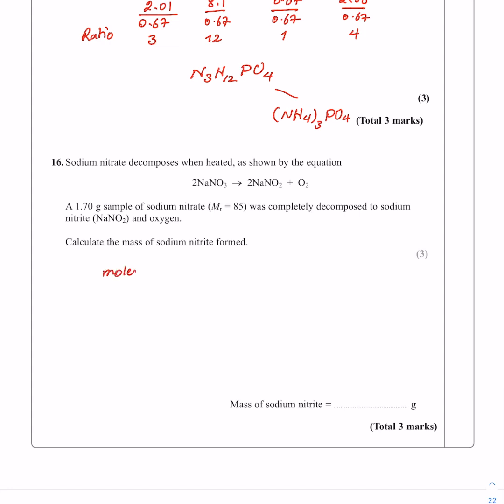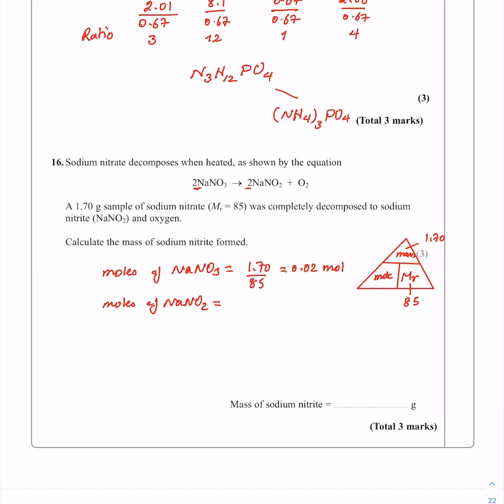First step, we get the moles of sodium nitrate through the mass and the Mr. So we divide the mass over the Mr: moles is equal to mass over Mr. The mass is 1.70 and the Mr of sodium nitrate is 85, so 1.70 divided by 85 gives you 0.02 moles. Then we take the ratio between sodium nitrate and sodium nitrite, it's 2 to 2. So the moles of sodium nitrite, NaNO2, is equal to 0.02 moles.